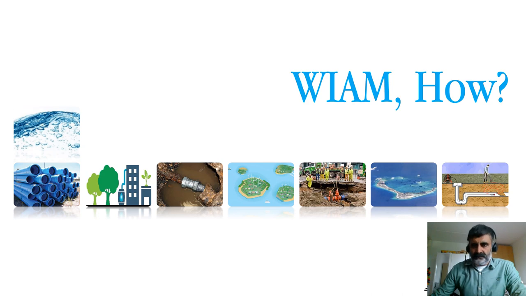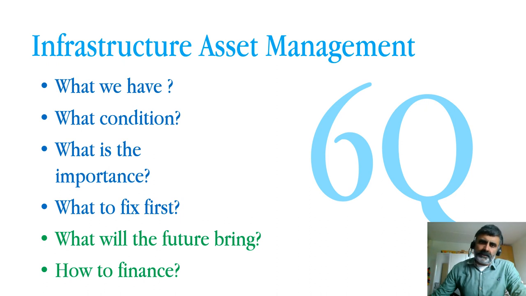How to do asset management? Typically, we ask 6 important questions when practicing asset management. These can be categorized into 2 classes. First, operation, maintenance and renewal related questions, or operational issues. This involves understanding what assets you have, their condition, their importance for the function of the overall system, and prioritizing maintenance. Then we have strategic planning considerations. This includes anticipating future needs and creating financing, or more generally, resourcing for those future changes.